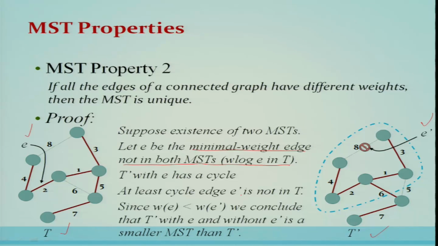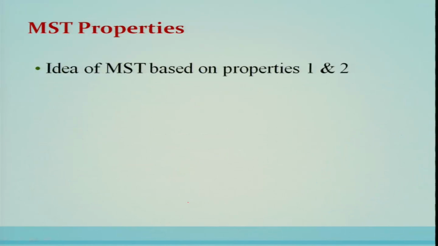Now T prime with E has a cycle. Now at least one cycle edge E prime is not in T. Since the weight of E is less than the weight of E prime, we conclude that T prime with E and without E prime is a smaller MST than T prime. So basically this animation proof shows that if all the edges of a connected graph have different weights, then the MST is unique.